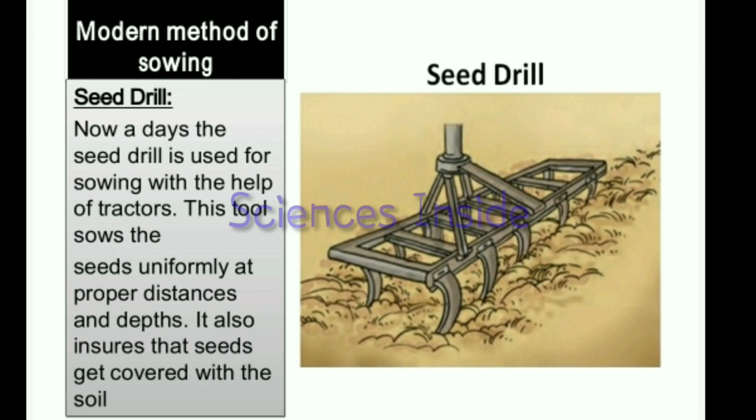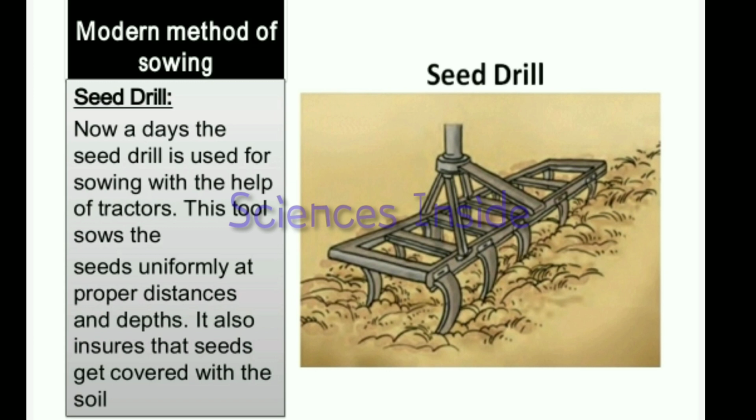Nowadays, the seed drill is used for sowing with the help of tractors. This tool sows the seeds uniformly at a proper distance and depth. It also ensures that seeds get covered with the soil. It is a quicker and better method of sowing seeds.